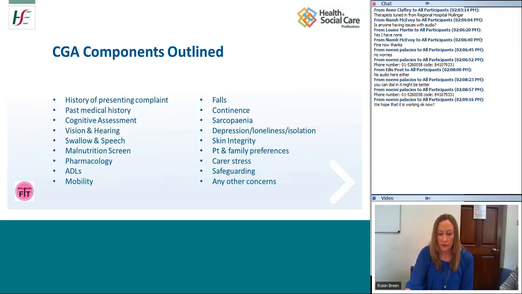Following on from that, we look at a malnutrition screen. So we use the MST, which looks at weight loss and appetite. We also get the collateral from PHNs, nursing homes and from their old medical records, because that's often where you'll find an old weight, and we take the weight in ED to compare. And we look at any nutritional support that they're already on.